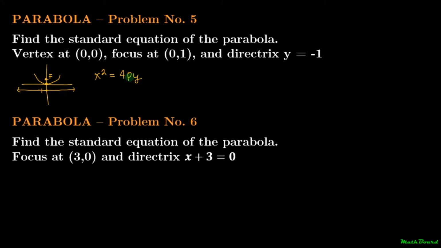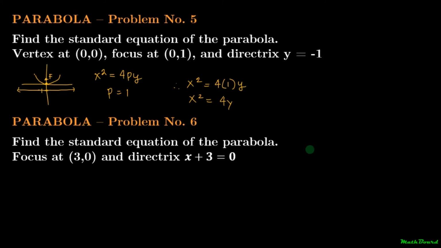And we know that p is the distance from the vertex to the focus. And we know that from the vertex to focus, that is 1 unit. P equals 1. So, therefore, the equation would be x squared equals 4 times 1 y, which is x squared equals 4y.